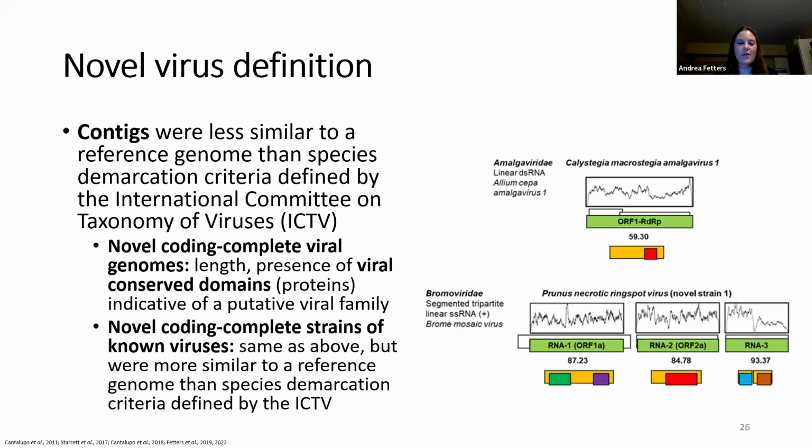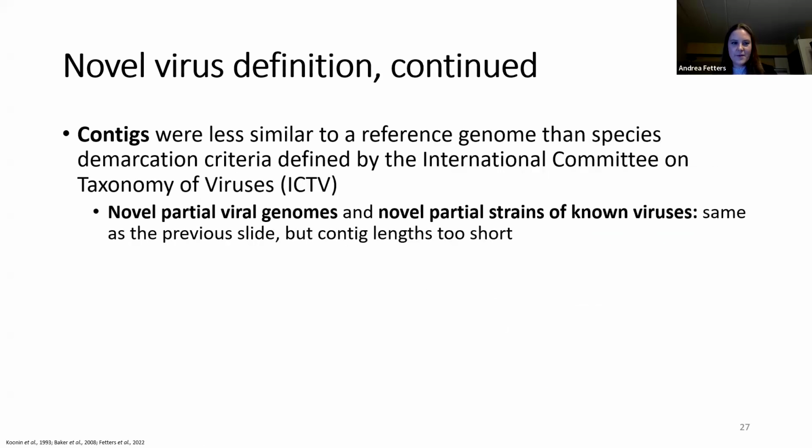Very similarly, we also were able to discover novel coding complete strains of known viruses. So this is essentially the same as the first category, with one important difference. These contigs were a better match to those reference genomes than the totally novel viruses. And it was interesting during this whole process, just learning about viruses in general and trying to figure out how the ICTV classifies viruses, and these species demarcation differences are different for every family. So it was really interesting to think about why it might be different for everyone.